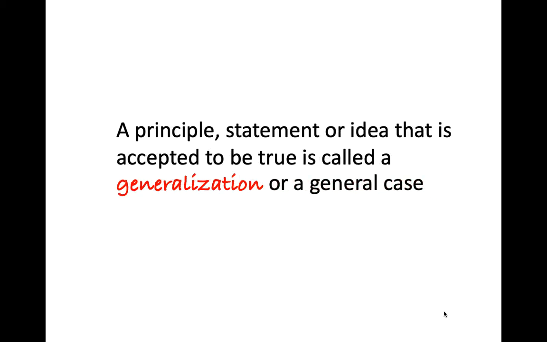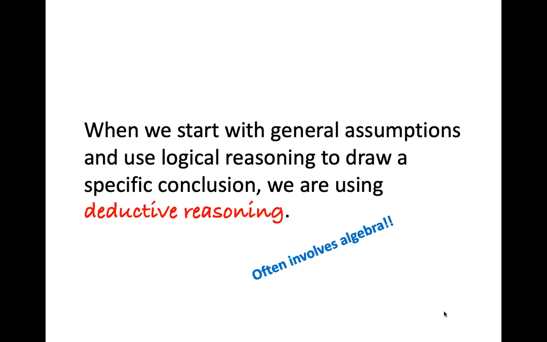When we begin our proofs, we'll start with generalizations. We'll start with ideas or assumptions that everybody knows to be true. And then once we have the generalization, we use logical reasoning, usually algebra, to pull out a conclusion from that. That process, going from a general assumption through the algebra or the logical reasoning up to a final conclusion, is what we call deductive reasoning.